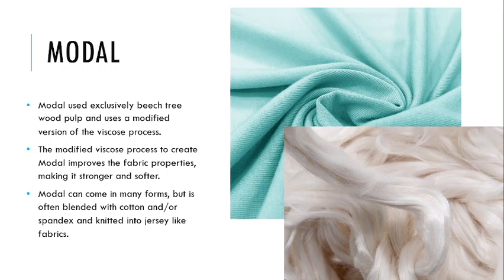Modal. Modal uses exclusively beech tree wood pulp and uses a modified version of the viscose process. The modified viscose process to create modal improves the fabric properties, making it stronger and softer than other acetates or rayons. Modal can come in many forms, but is often blended with cotton and or spandex and knitted into jersey-like fabrics. You can find modal most often in underwear and socks, but can be found in other fabrics.